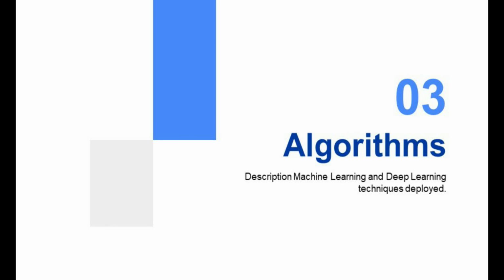The second type of algorithm is the deep learning algorithm. It is an evolved subfield of machine learning that structures algorithms in layers to create an artificial neural network that can learn and make intelligent decisions on its own.